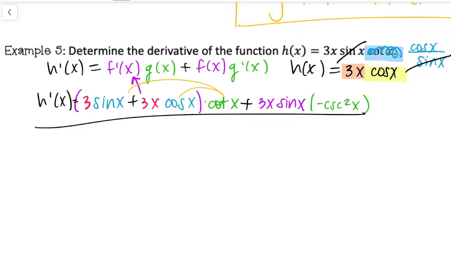So instead, we're going to have h prime of x be the derivative of the first function. Well, now our first function is just 3x. The derivative of that is 3. Derivative of the first times the second, cosine x, plus the first, 3x, times the derivative of the second. Derivative of cosine is negative sine. And now we're done. Here's our final answer.